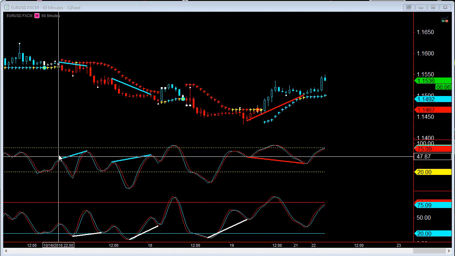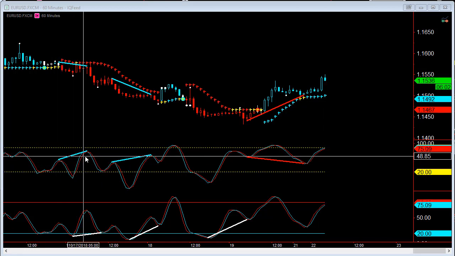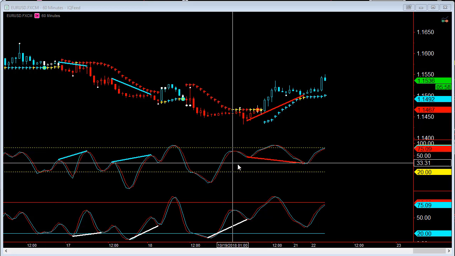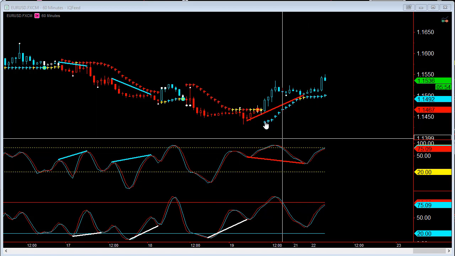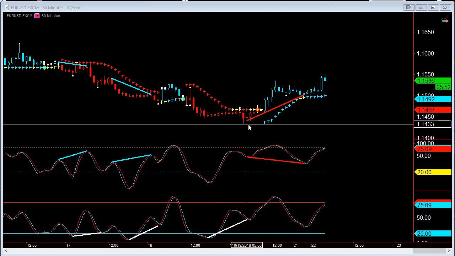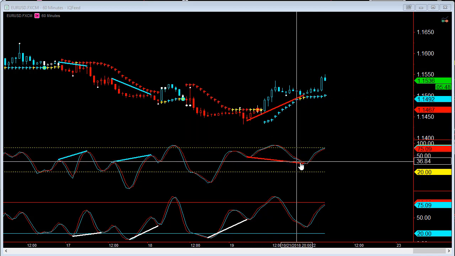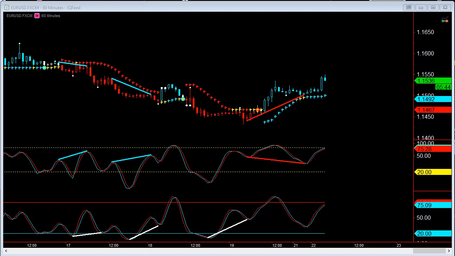Now you can also see the top one with the dotted yellow lines actually identifies the hidden divergence. Blue would be bearish, red would be bullish. So in this case, you can see on the 60-minute chart, it was making higher lows, but the stochastics went lower. Notice the pattern here. That's the most important thing for you to watch. This is going up, this is coming down.